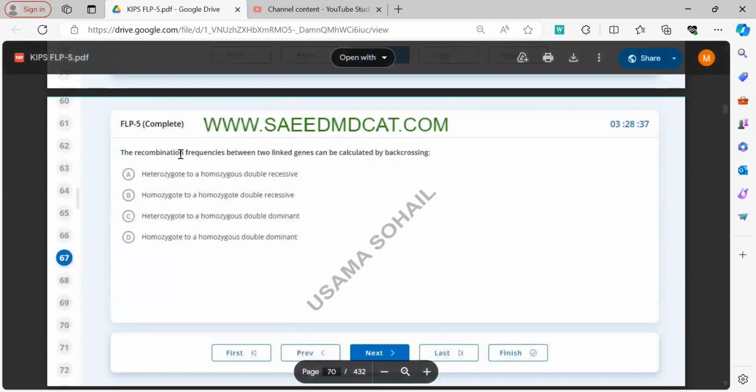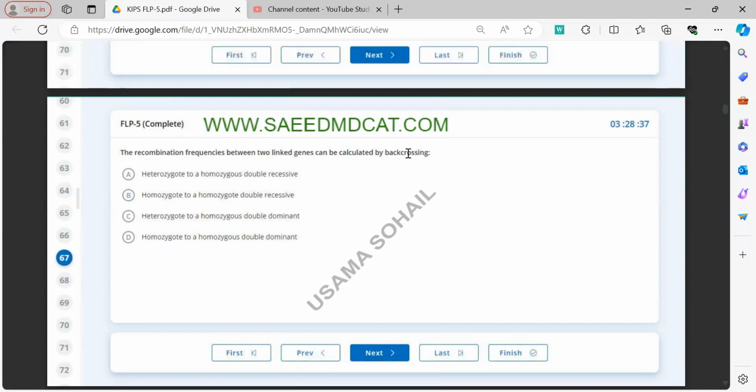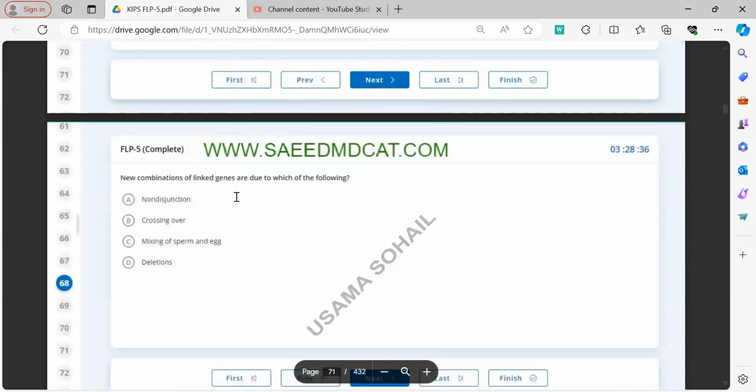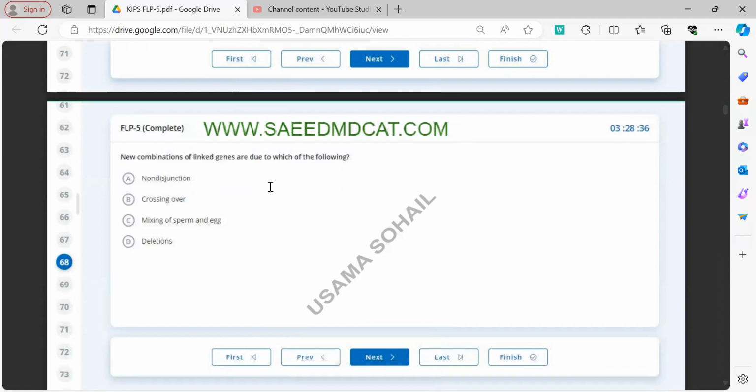Now, they ask how recombinant frequencies can be calculated. They can be calculated by crossing a heterozygote to a homozygous double recessive. New combinations of linked genes are due to which of the following: crossing over, in which there is random assortment of genes.